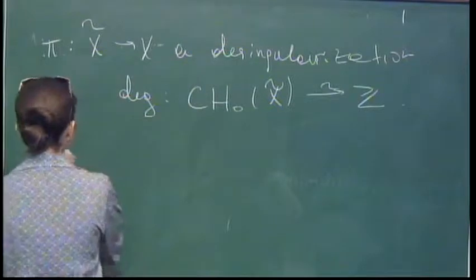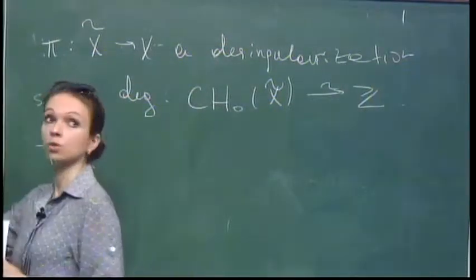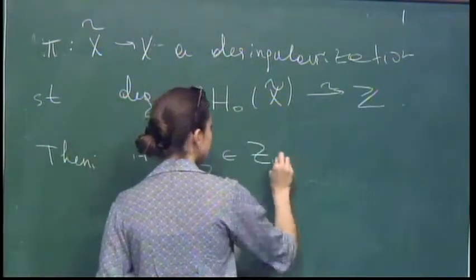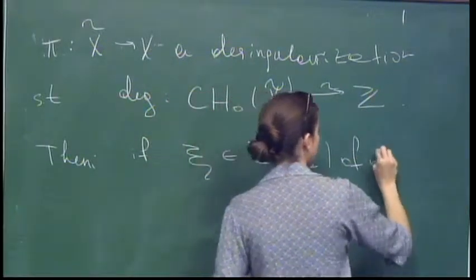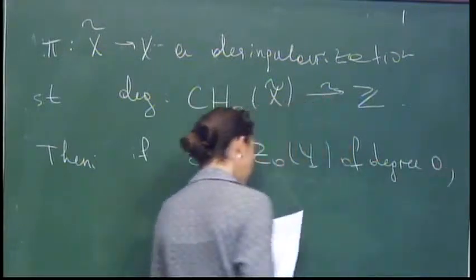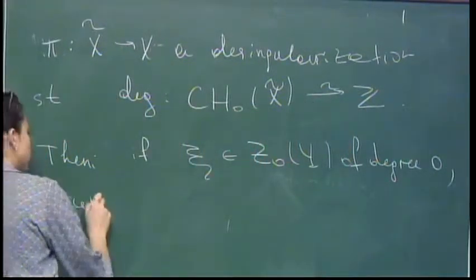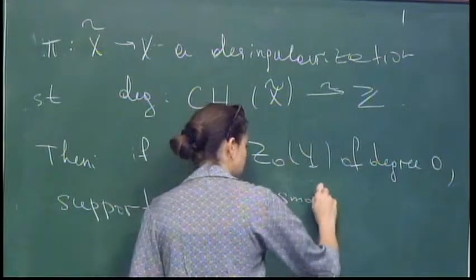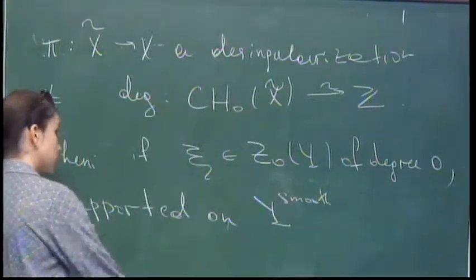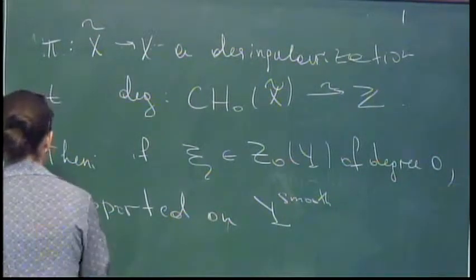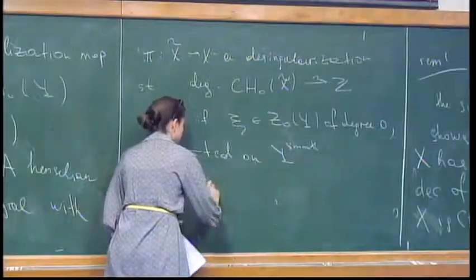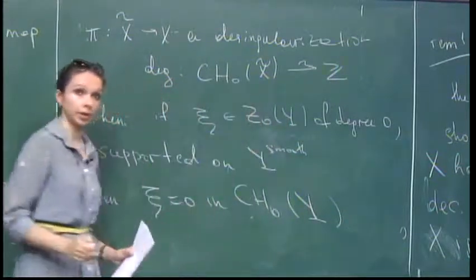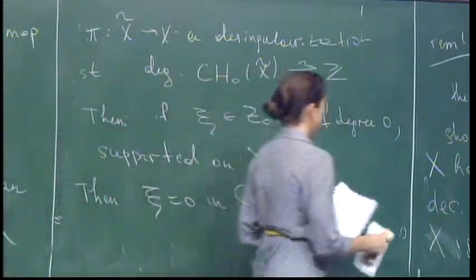Okay, then the conclusion is for 0 cycles on the special fiber. So then if I take psi, a 0 cycle in Y of degree 0, and I assume that psi is supported on the smooth locus, supported on Y smooth, then psi equals 0 in the Chow group of 0 cycles of Y. Okay. So let me explain you the proof.